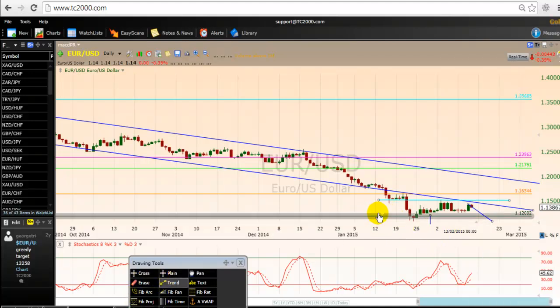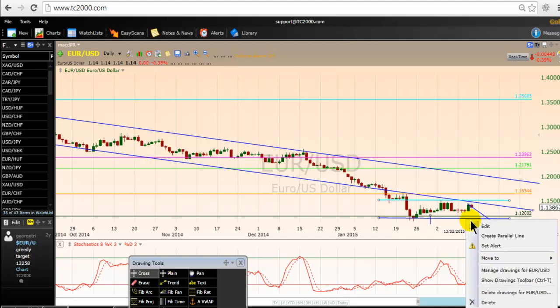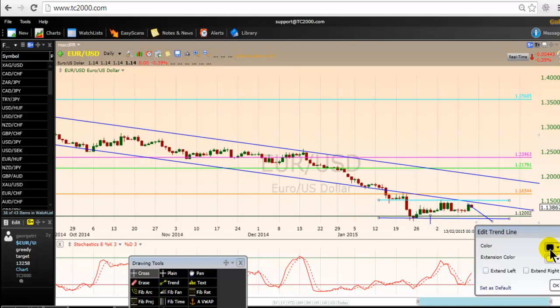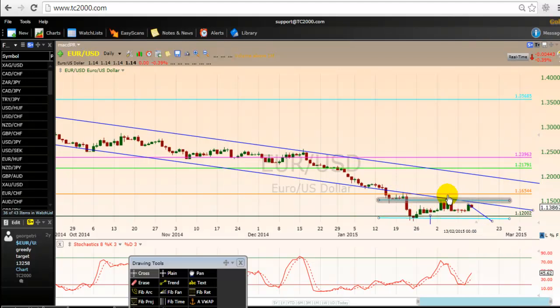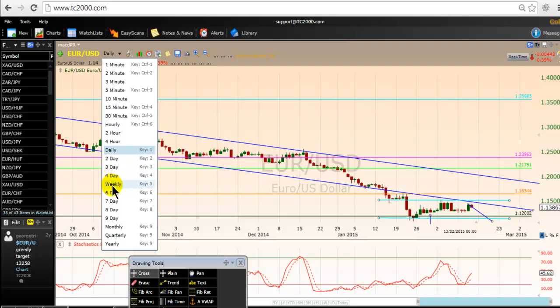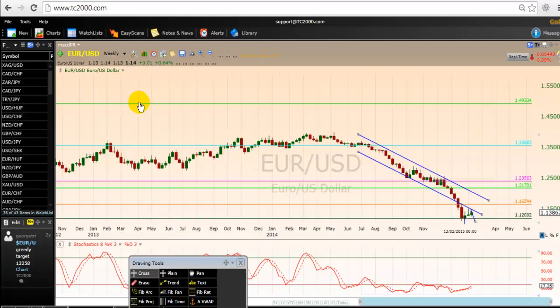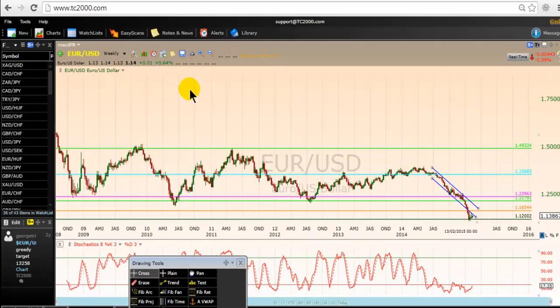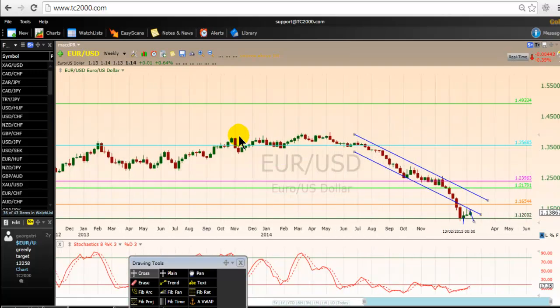I'm going to highlight, I'll just put a line like this so that you can see my small turquoise line, turquoise channel in fact, on the daily chart. And then I'm going to change my time frame to the weekly chart. Can we see both lines? There's one missing. Okay, I can't see them.